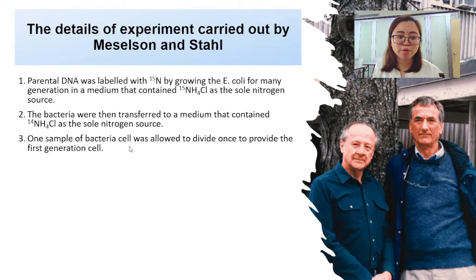So one sample of bacteria was allowed to divide once to provide the first generation of cell.